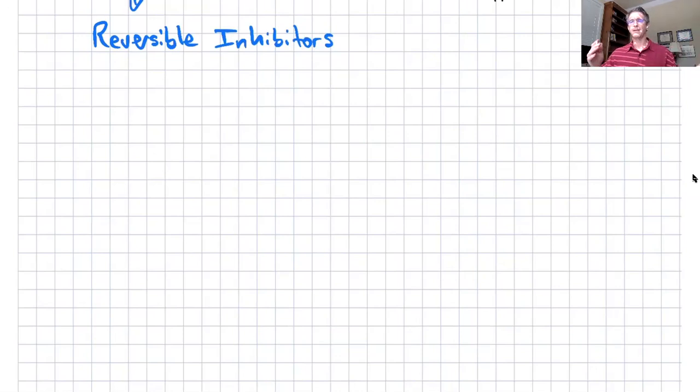And there are essentially three large classes of ways in which this can be described. We're going to go through each one of them and think about how these different types of reversible inhibitors modulate steady state enzyme kinetics.